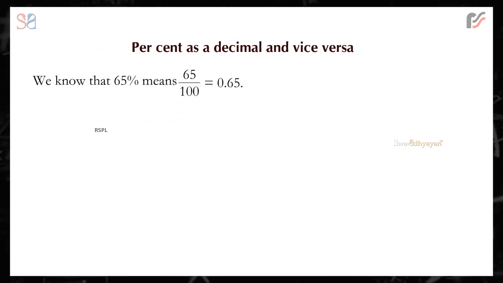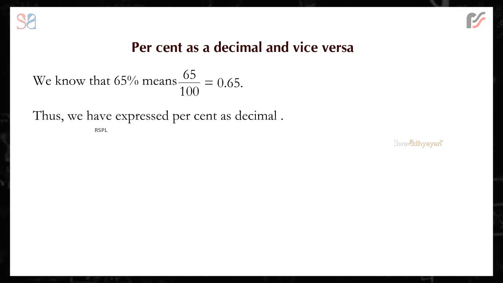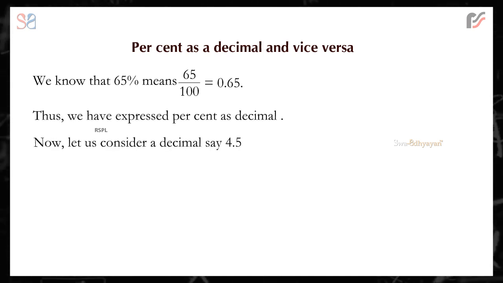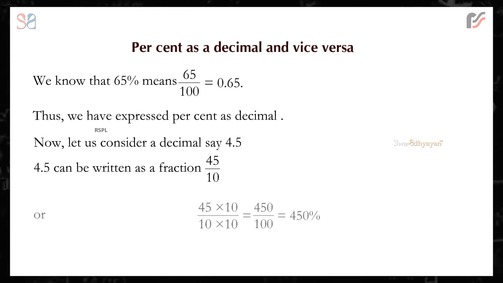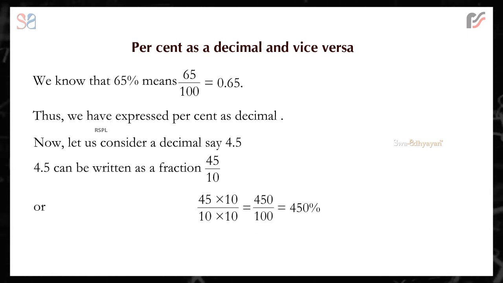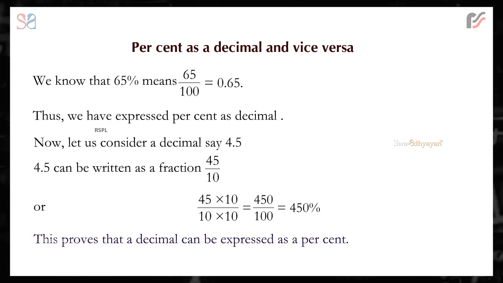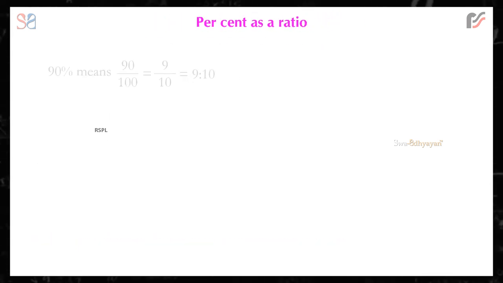We know that 65% means 65 upon 100, which is equal to 0.65. Thus, we have expressed percent as decimal. Now let us consider a decimal, say 4.5. 4.5 can be written as a fraction 45 upon 10, or 45 into 10 upon 10 into 10, which is equal to 450 upon 100. This is equal to 450%. This proves that a decimal can be expressed as a percent.